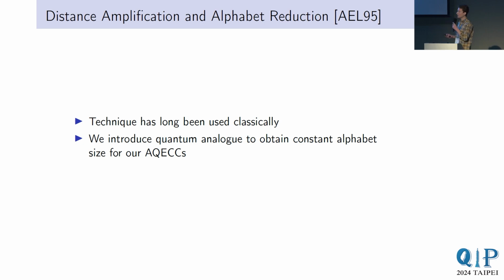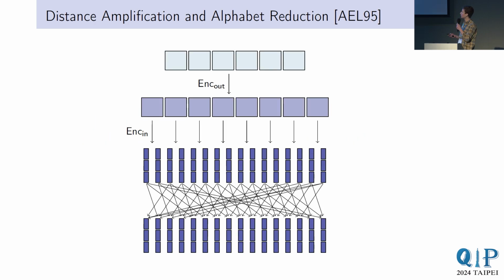I did just want to highlight one of our techniques briefly. As I mentioned, we need to do some work to reduce the alphabet size down to a constant. And we actually use this distance amplification and alphabet reduction technique of Alon, Edmonds, and Luby. It's been long used classically, but to the best of our knowledge, we're the first ones to do it quantumly. And since our work, there's actually been multiple additional uses in the quantum literature.